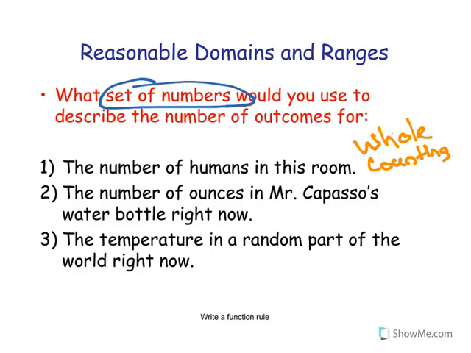Can we say a rational amount? No, we'll talk about that in a little bit. But again, think about, if I say a rational number, that includes negative numbers, and it also includes decimals and fractions. So we're not going to say rational.